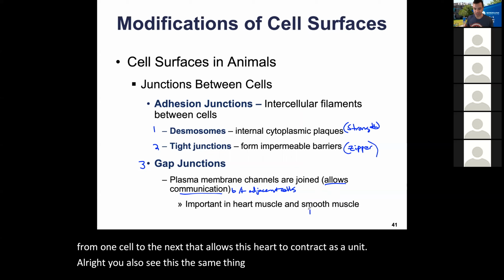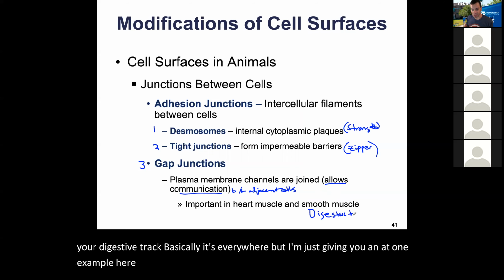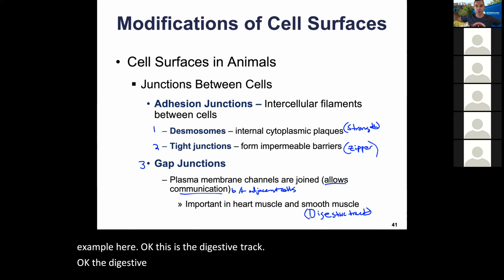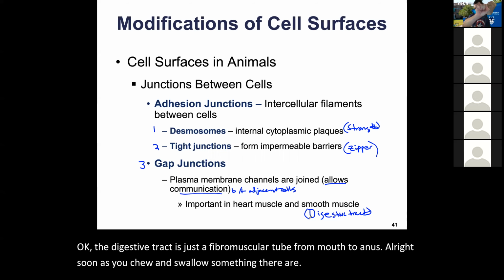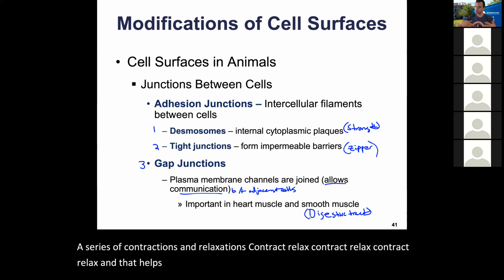You also see the same thing in smooth muscle. The smooth muscle is your digestive tract, basically. It's everywhere, but I'm just giving you one example here. The digestive tract is just a fibromuscular tube from mouth to anus. As soon as you chew and swallow something, there are a series of contractions and relaxations. Contract, relax, contract, relax, contract, relax. And that helps to push digested food forward through the tube.